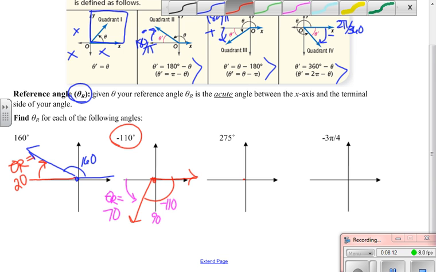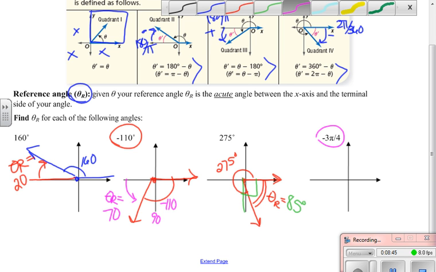If I do 270, that means I would go all the way around. There's 270, 275 is right there. Here's theta r, and from 360 back to this point, or to finish off, think about this in terms of 90 here, theta r is going to be 85 degrees.